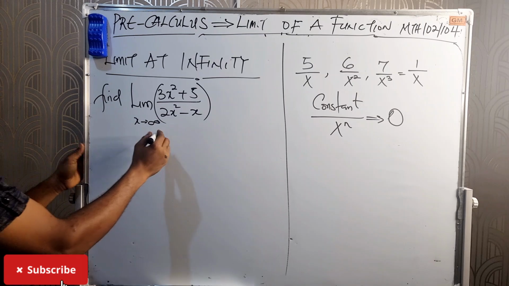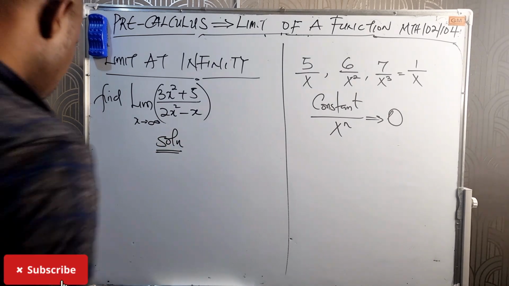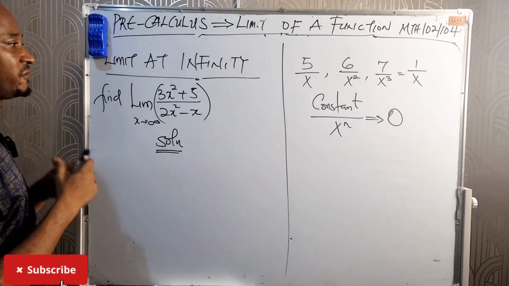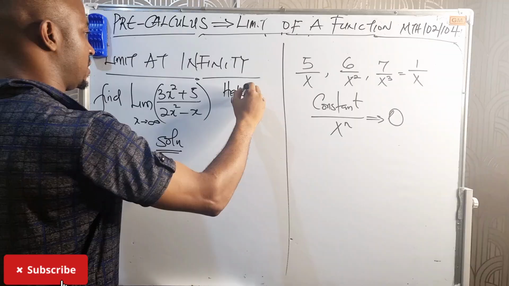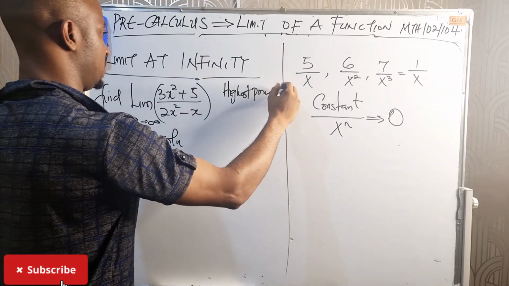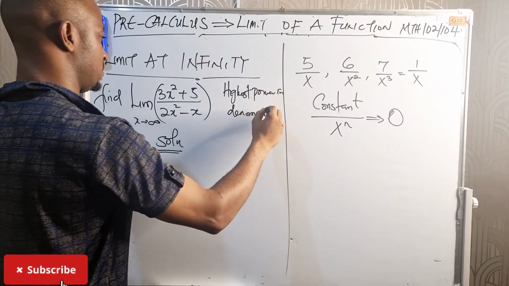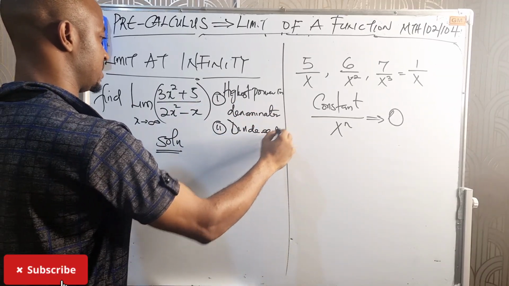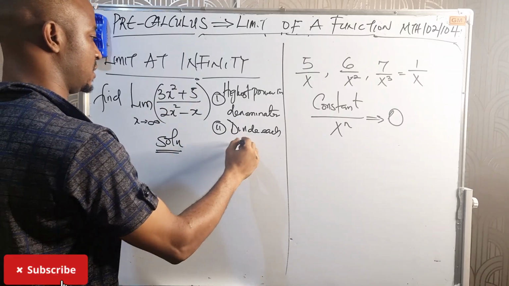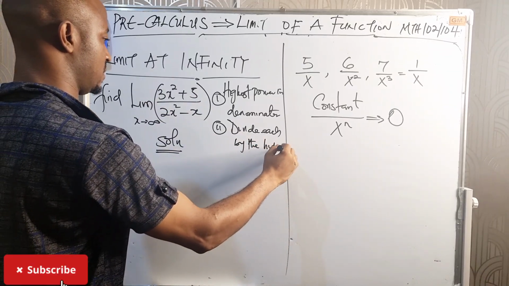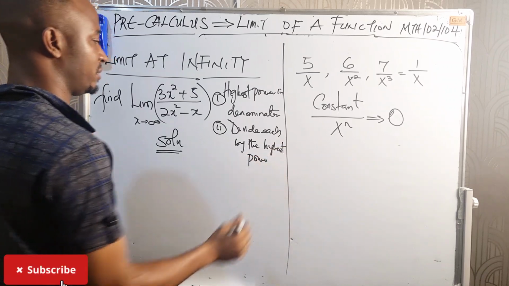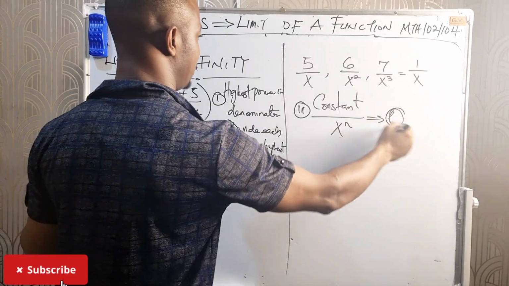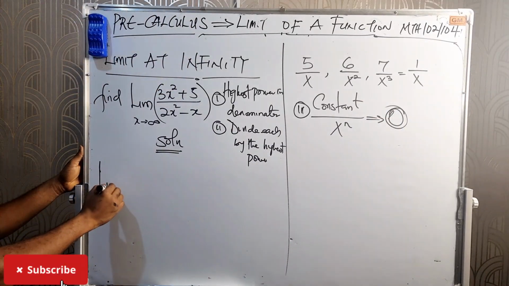Let's proceed. Solution to this: let's look at how to do this. The first step is to look for the highest power in the denominator. Number 2 is to divide each of the terms in the function by that highest power. Number 3 is to convert anything constant over x to the power of n into 0.